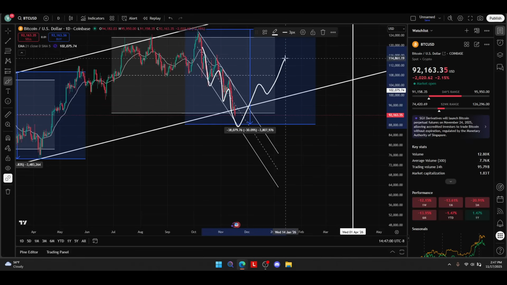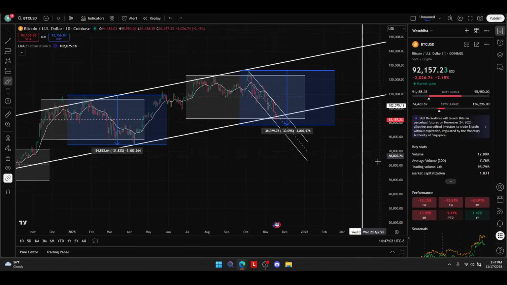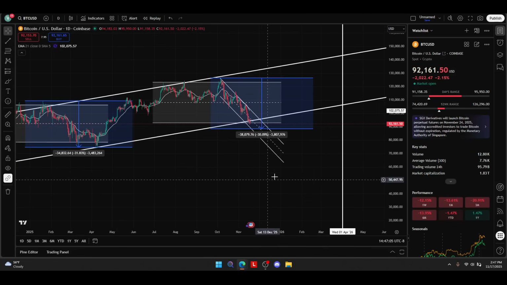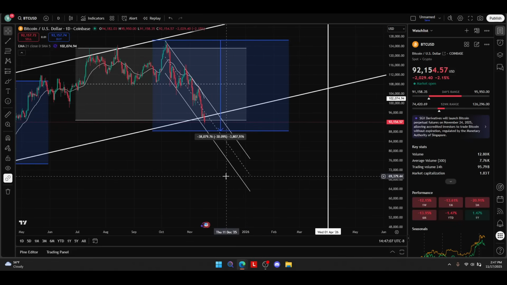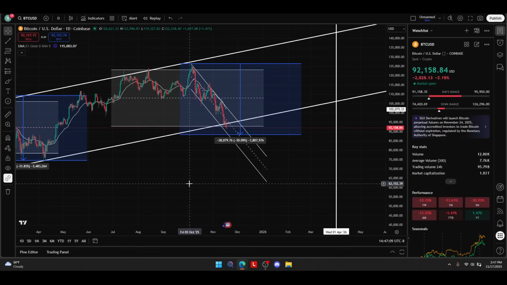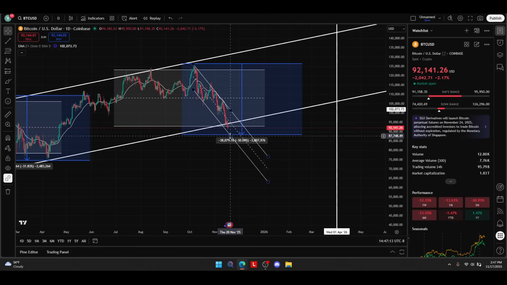If it breaks the downtrend, I think it's going to be off to the races to new highs. So very soon. It's hard to say when. Timing is impossible, but we can say with some probability that it's going to be very soon, right? Probably end of this month, maybe even early next month. I don't think it's going to take that long.